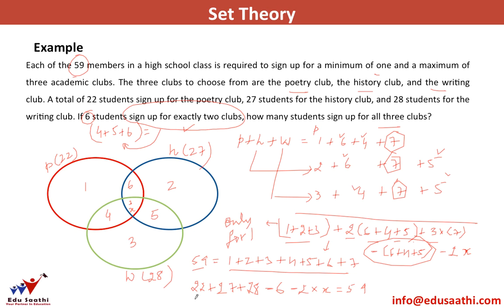Because now this left side of the equation gives me only 1 plus 2 plus 3 plus 4 plus 5 plus 6 plus 7, all these regions, and the right side also gives me the same thing. So we can just find X from here.